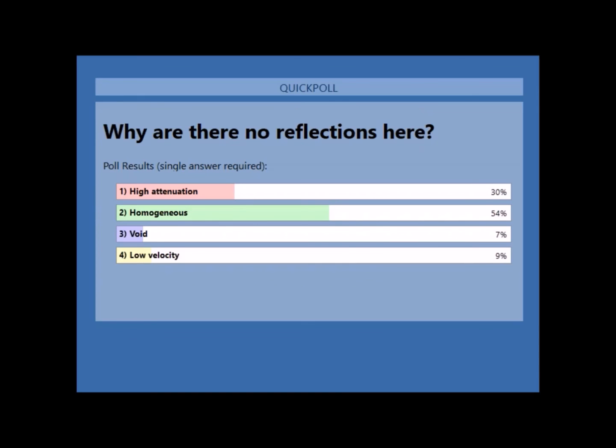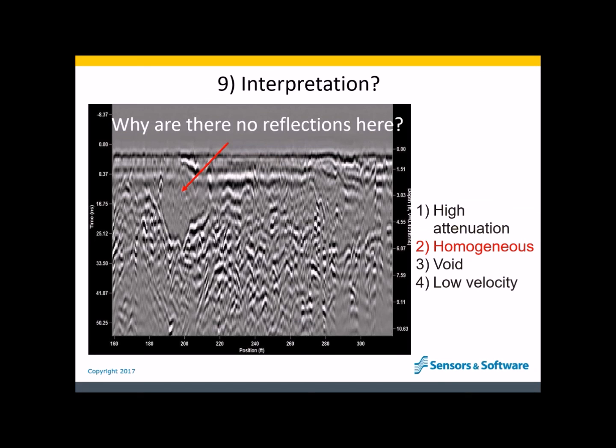Now, some of you said that there is no GPR signal in this area because of high soil attenuation. That answer is not correct. And the reason for that is because if it was high attenuation, we would not see any signals down below. But we do. We see reflections down below this area.